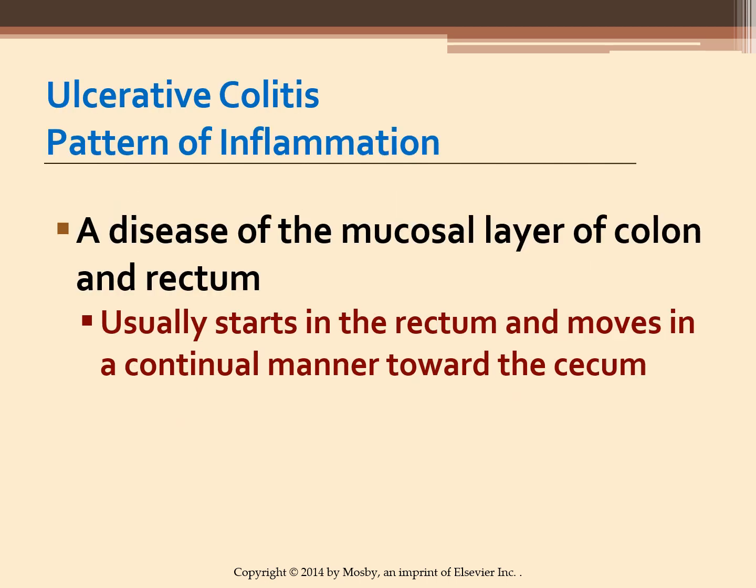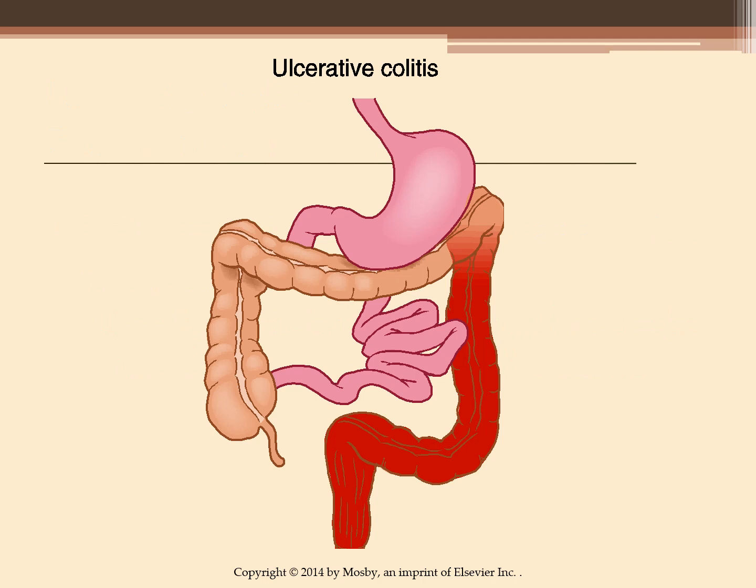They also have a higher risk for small intestinal cancer. Now ulcerative colitis: the pattern of inflammation is that it's really a disease of the mucosal layer of the colon and rectum, which is less of a deep layer than, say, Crohn's. It usually starts in the rectum and moves in a continuous manner towards the cecum. As you can see in this picture, it starts in the lower part of the rectum and moves up, and it usually goes no higher than the cecum.